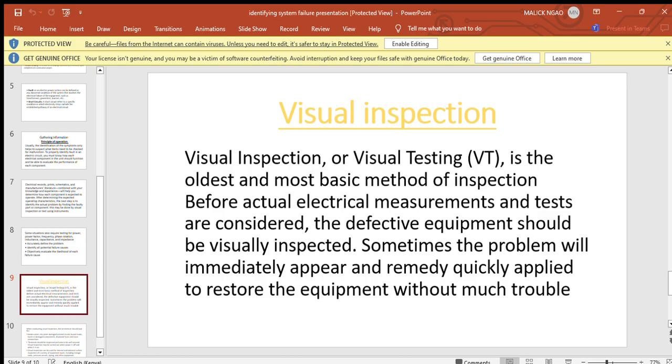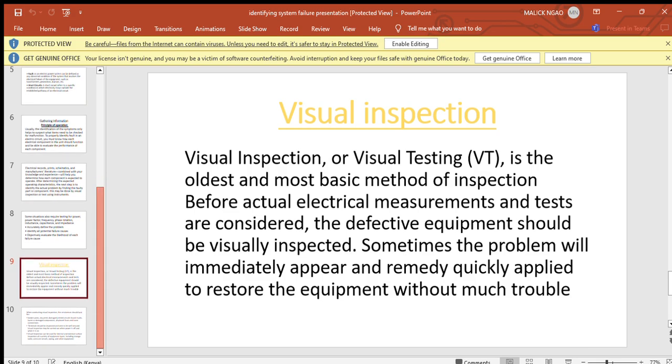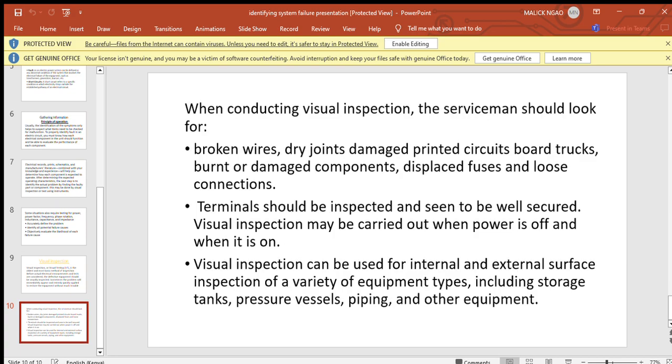It is the oldest, and it is applicable to both old and modern technology, because you inspect using your naked eye, and you can identify a system failure or breakdown and take the remedy to quickly repair and restore the equipment without much trouble. When conducting visual inspection, the serviceman should look for broken wires, joints, damaged printed circuit boards, and tracks. Terminals should be inspected too. Visual inspection can be used for internal and external surveys and inspection of a variety of equipment.